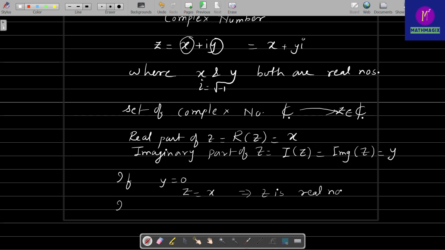What happens if we have x equal to 0? If we take x equal to 0, we will get z equals iy. That implies z is a purely imaginary number. So whenever in a complex number the real part is 0, that complex number is called a purely imaginary number. Thank you.